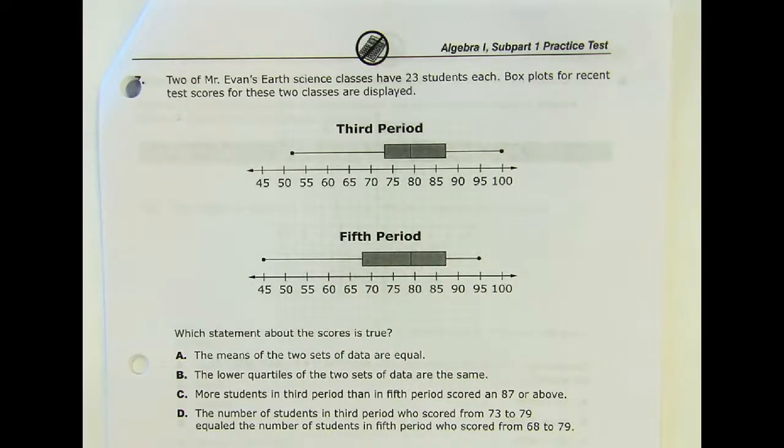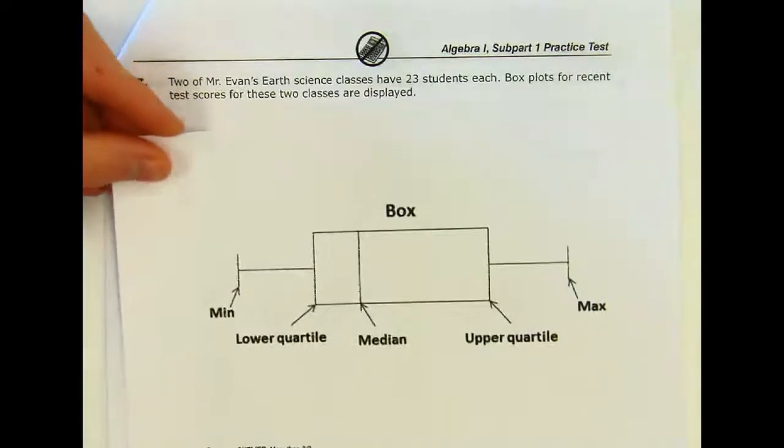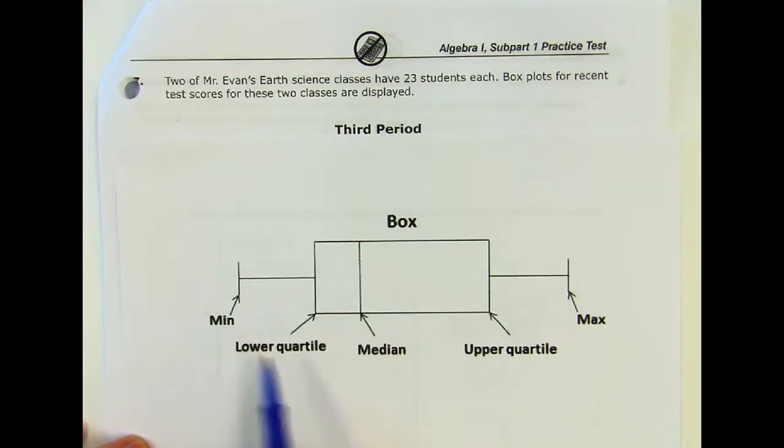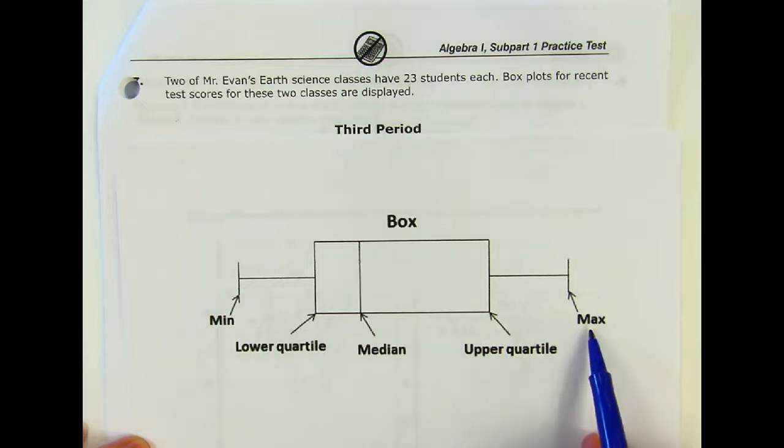So the first thing, let's go ahead and review how the data is represented on a box plot. You have the 5-number summary. It is the minimum, the lower quartile, the median, the upper quartile, and the max.